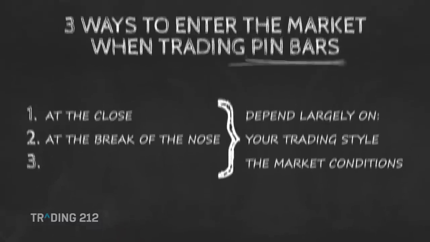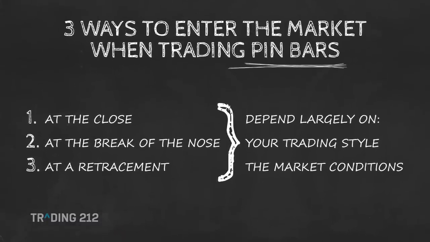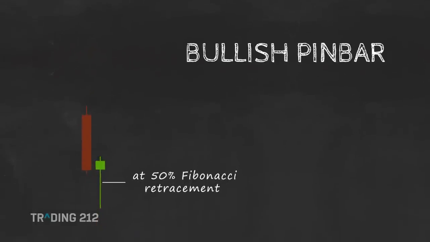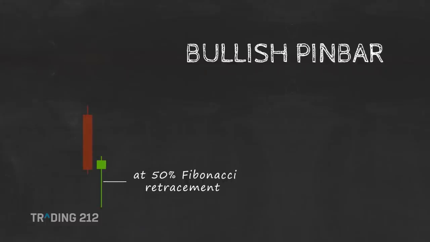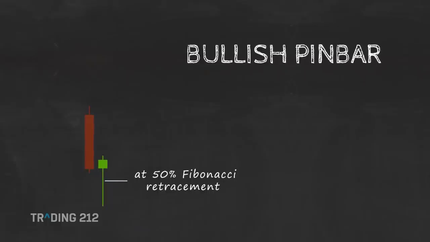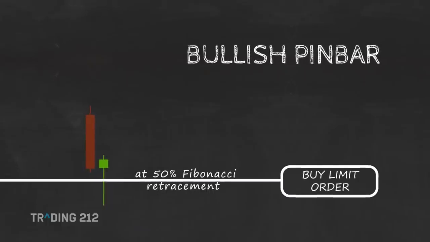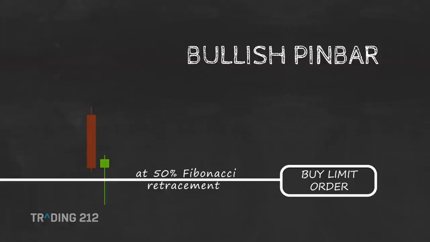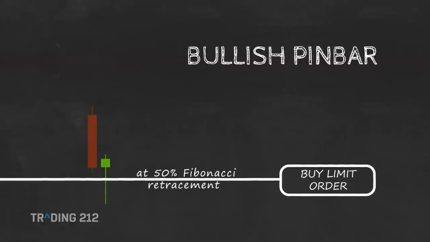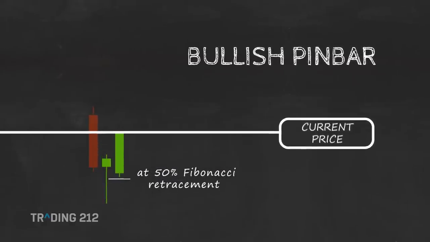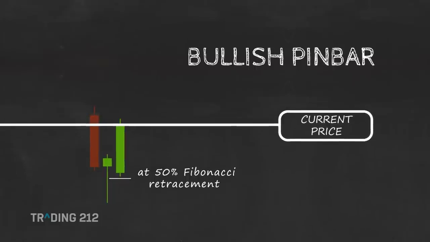The third entry is waiting for a retracement. This is the ideal entry, but also the hardest to achieve. If you've watched our previous video on retracements, you'll know the basis of how trading retracements work. You would set a pending buy limit order at the 50% retracement level. The ideal situation here would be that the price would come down to the retracement level and then shoot up from there, giving you an impressive risk-to-reward ratio.